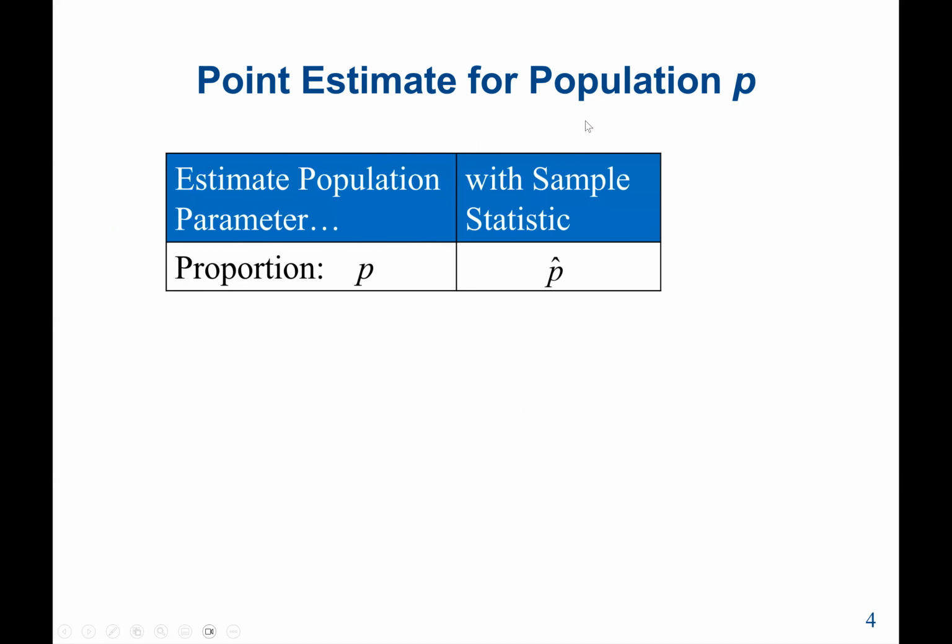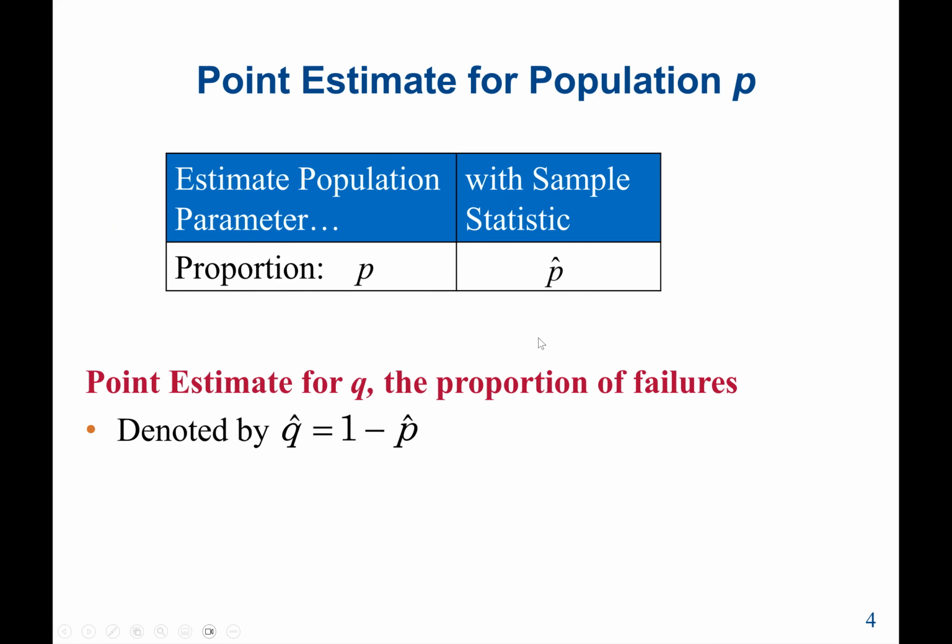So the point estimate for population proportion, here we use, as we said, the lowercase p as proportion. So here we estimate the population parameter, the proportion p. Now, in terms of the sample, the proportion of a sample will be the p hat. So the point estimate for Q will represent the proportion of failures.